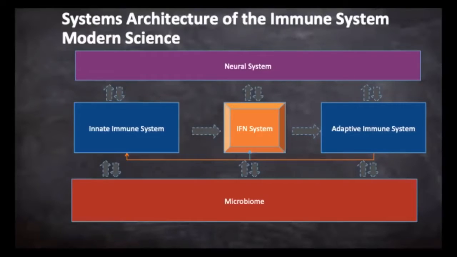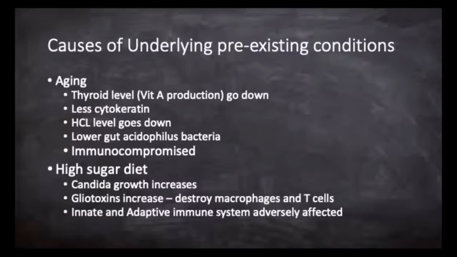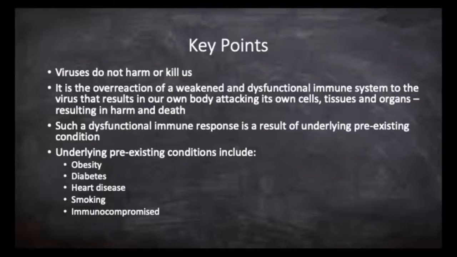Okay? Now, having said that, let's talk a little bit about the key points of what I want to get to. Okay? First of all, viruses do not harm or kill us. We have a whole assortment of people in this world today who have underlying pre-existing conditions. To put it simply, they're unhealthy people. Their immune systems have been weakened and compromised by poor lifestyle choices, as aging occurs, and they're immunocompromised, and by the fact that we have poisonous air, poisonous water, and poisonous food.